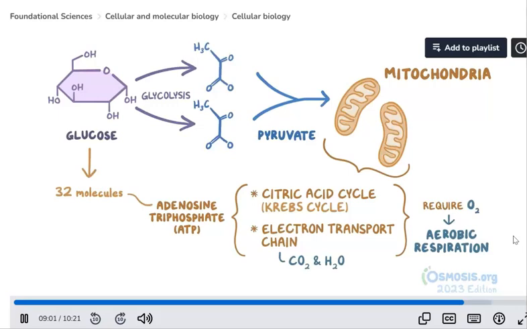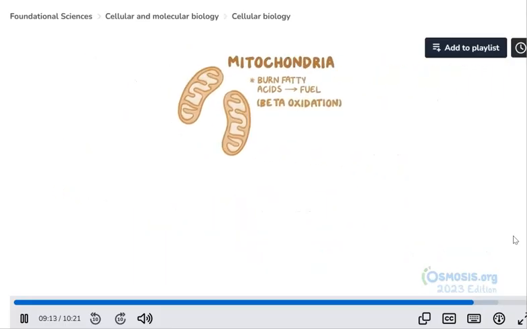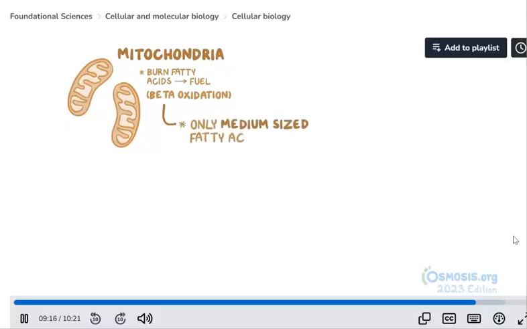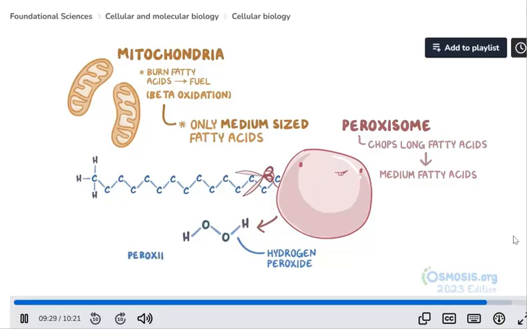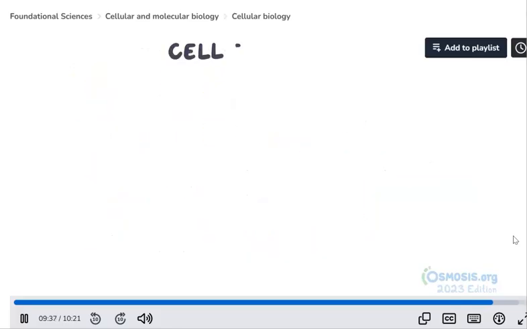Alternatively, if there's not enough glucose to go around, our cell can try burning fatty acids in the mitochondria as a source of fuel, in a process called beta oxidation. Now, it turns out that mitochondria can only work with medium-sized fatty acids. So to make it work, a special organelle called the peroxisome chops long fatty acids down into medium-sized ones. The process generates dangerous hydrogen peroxide, but the peroxisome has an enzyme called peroxidase, which safely converts the hydrogen peroxide into water and oxygen. Alright, as a quick recap.